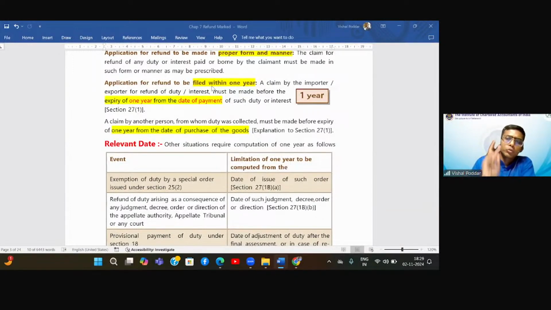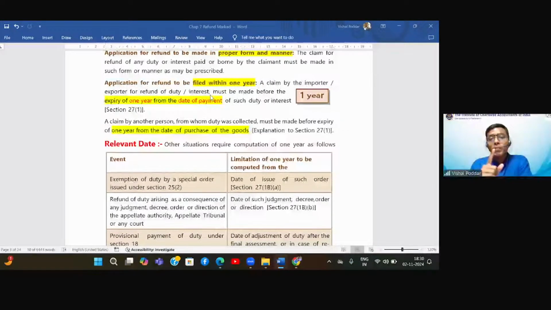Now here come two most important questions. First, 1 year from what date, and how would this 1 year be computed? So let us understand this. It says that a claim by the importer or exporter for the refund of duty or interest, whatever you are demanding, must be made before expiry of 1 year from the date of payment of such duty or interest. So whatever excess duty or interest you have paid, the application for refund of such excess duty or interest can be filed within 1 year, and the 1 year would be counted from the date when you paid.